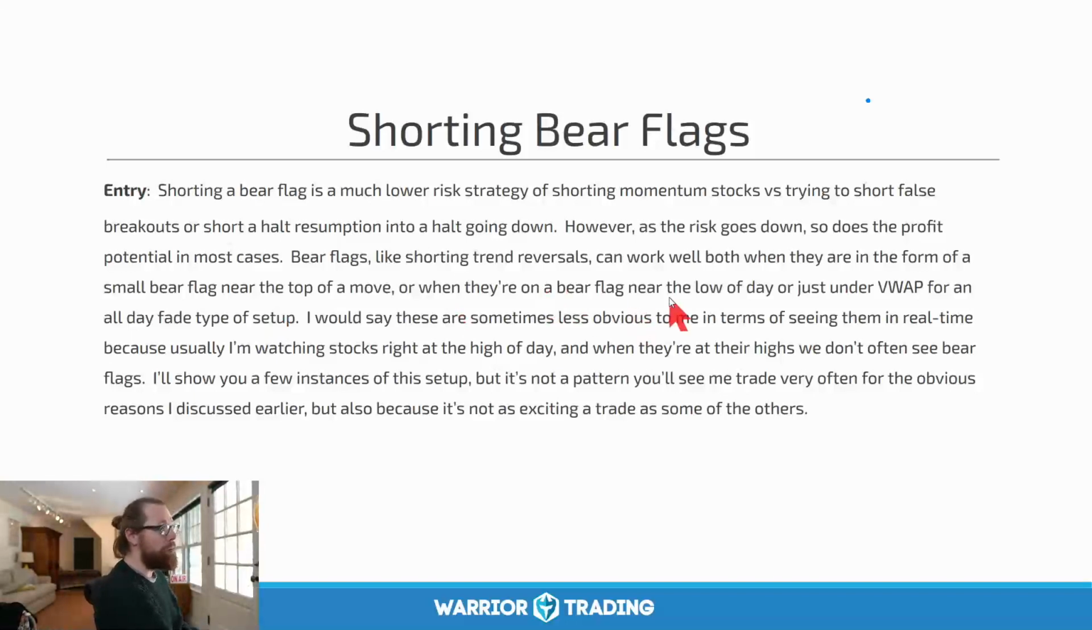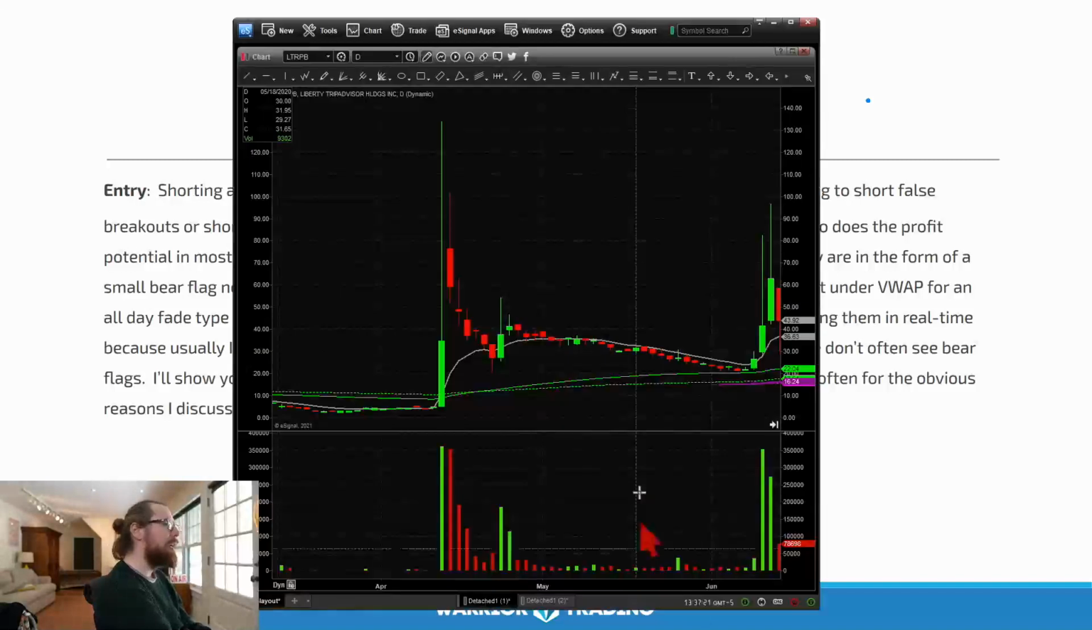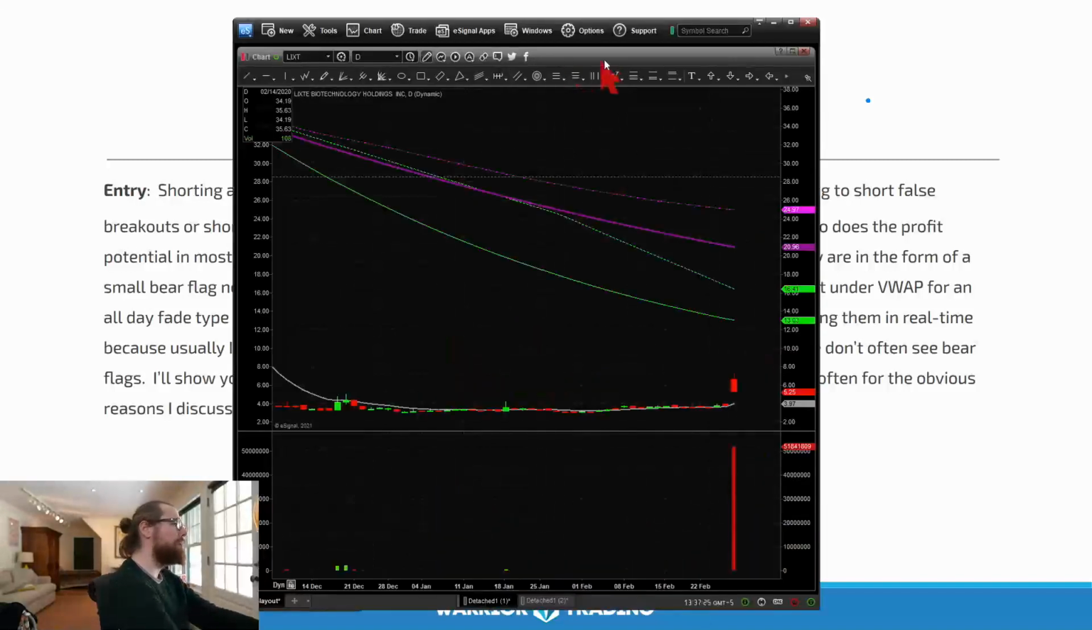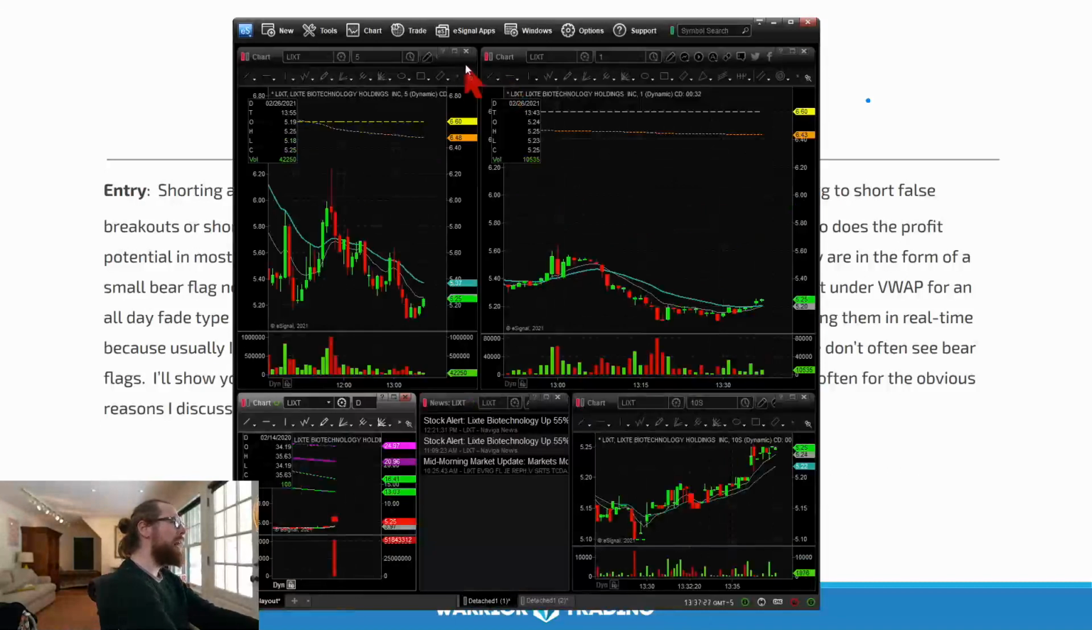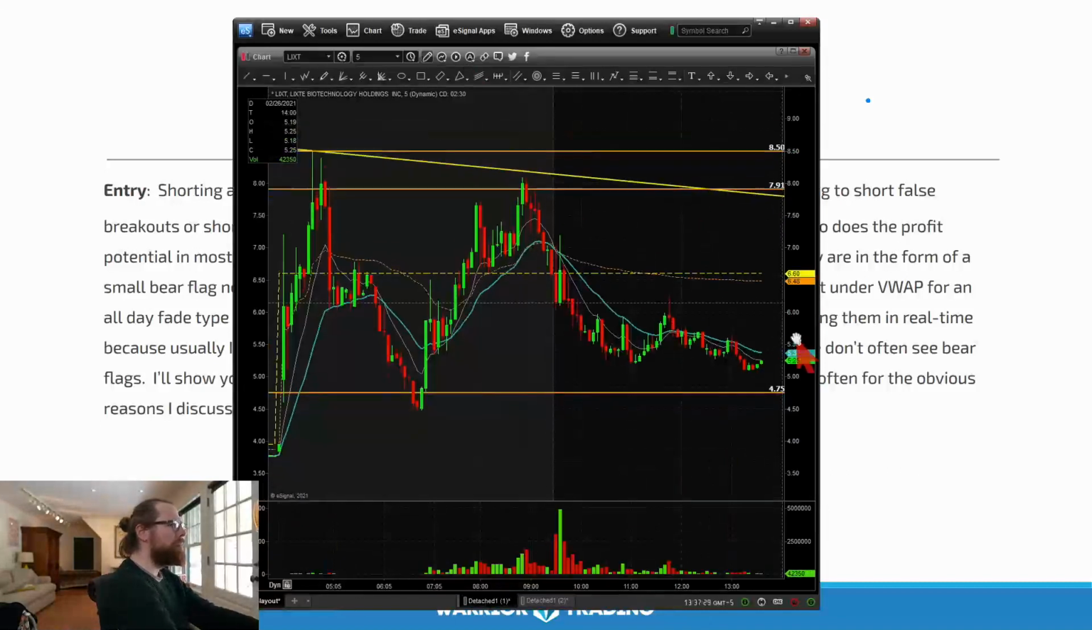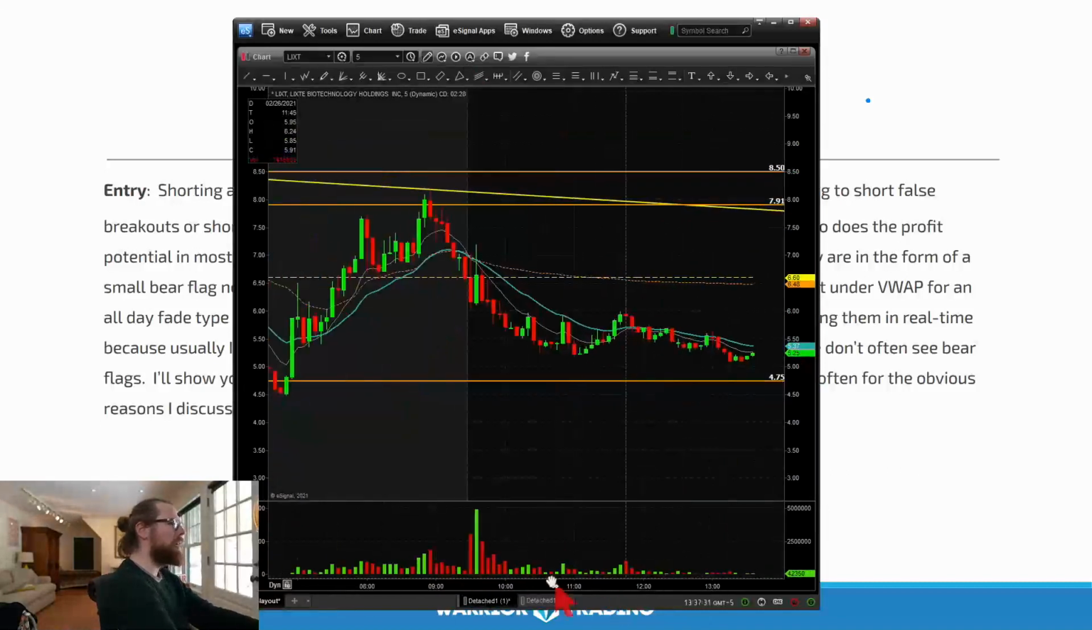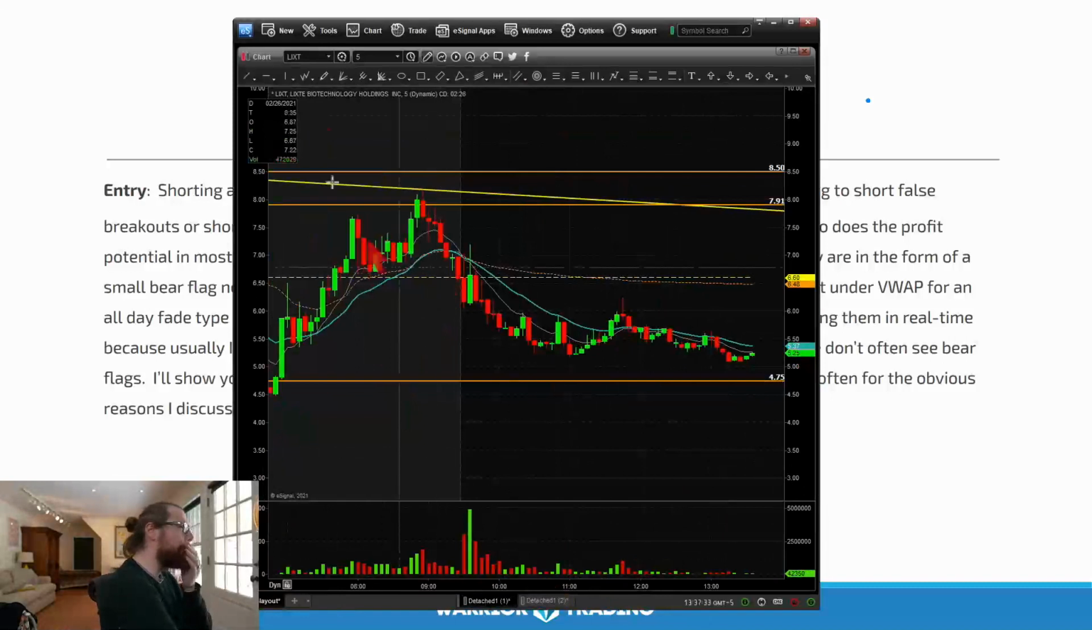Or it can be when we have a bear flag just below the volume weighted average price or around low of day, and that's for sort of an all-day fade after a strong move early. And we had one today actually, LIXT, I think this was it. This one today ended up really just being weak after being strong pre-market. So we had a bear flag right there for sure.